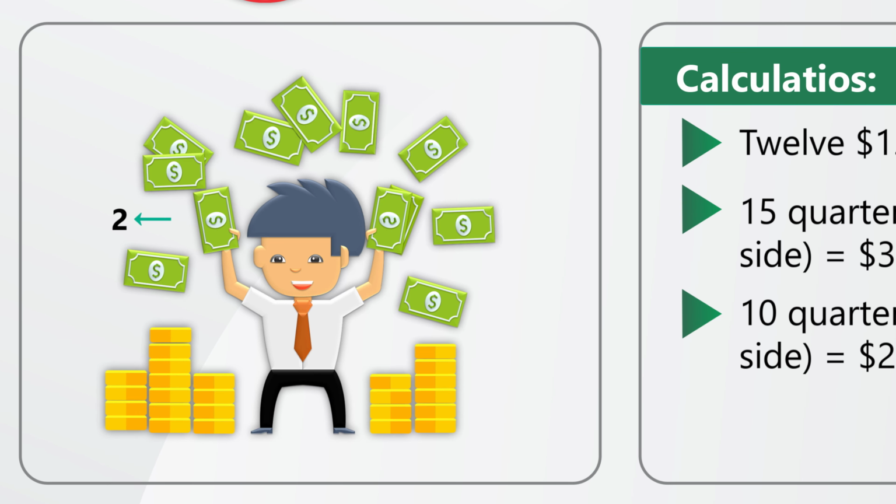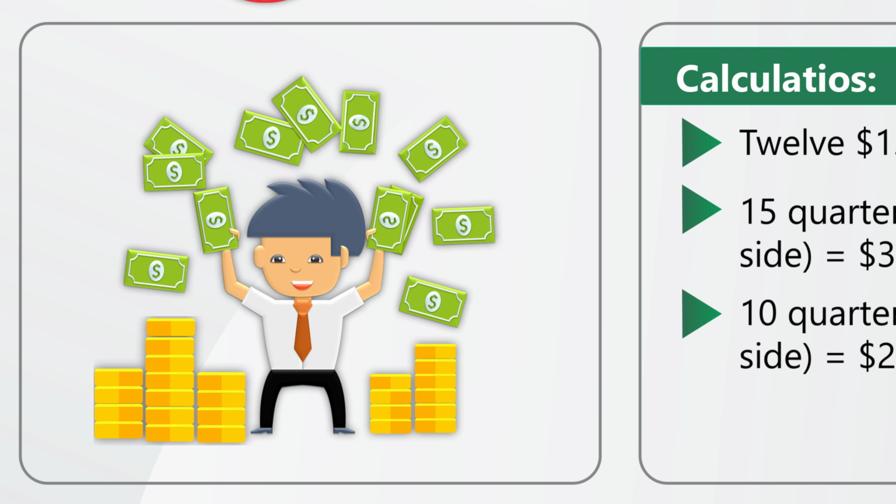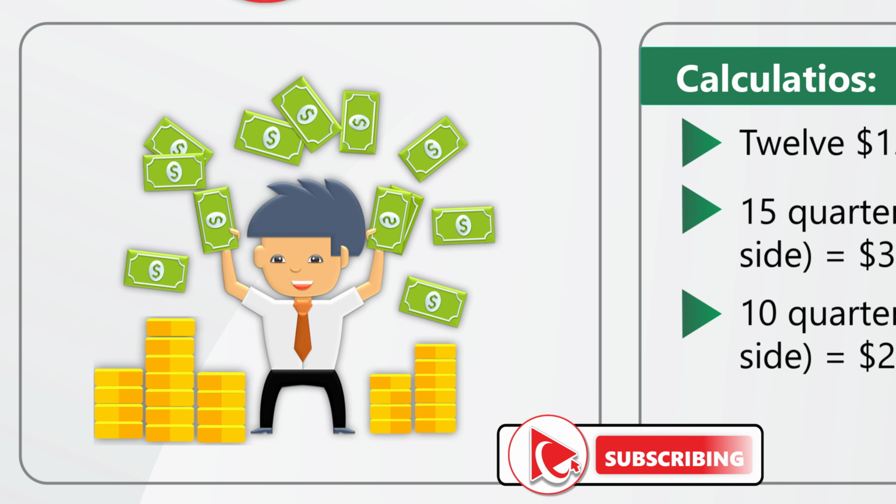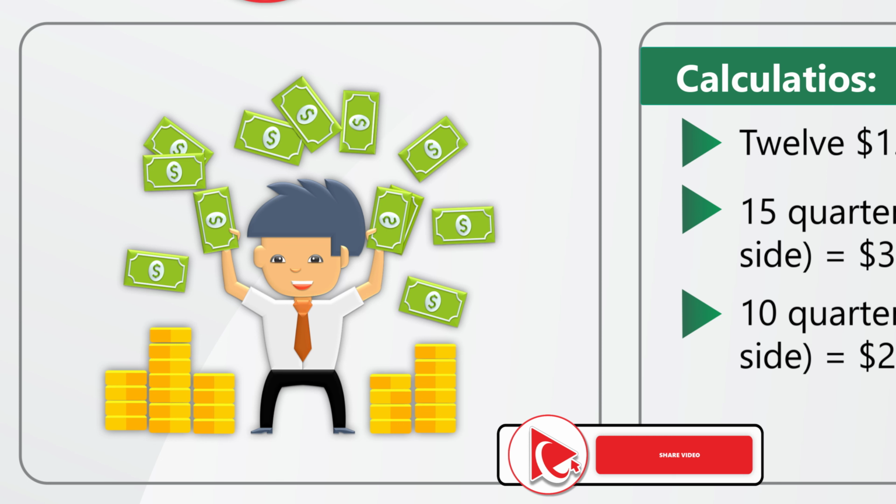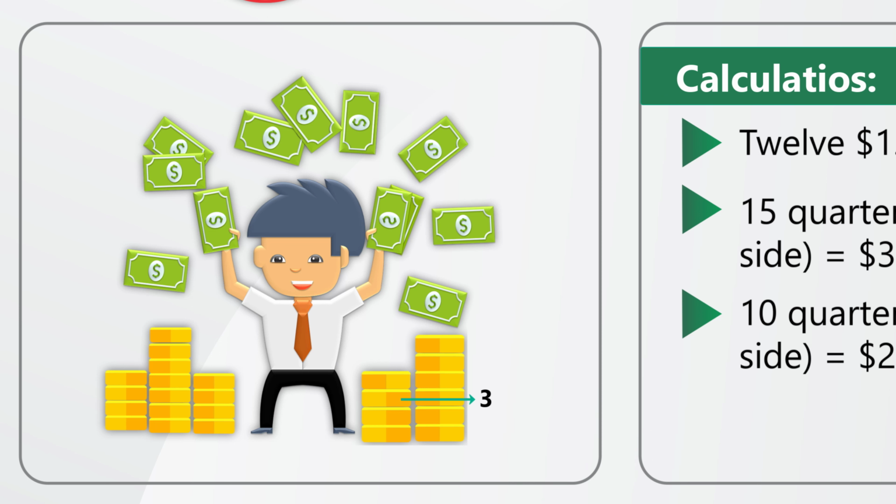1, 2, 3, 4, 5, 6, 7, 8, 9, 10, 11, 12. Now let's do the same thing for the quarters. Let's start with the left side, which has 15 quarters. 1, 2, 3, 4, 5, 6, 7, 8, 9, 10, 11, 12, 13, 14, and 15. And now let's do the same thing, but for the right side, which has 10 quarters. 1, 2, 3, 4, 5, 6, 7, 8, 9, and 10.